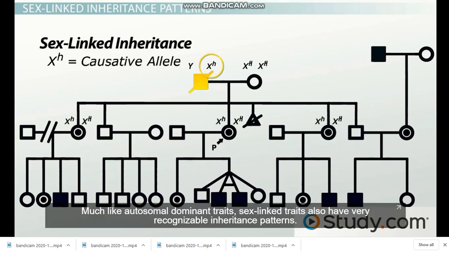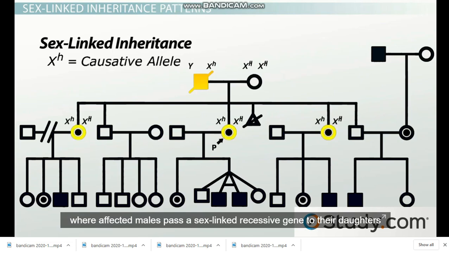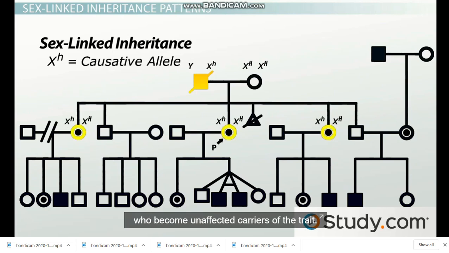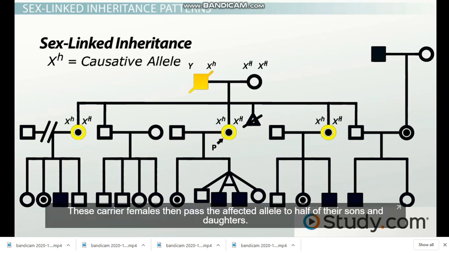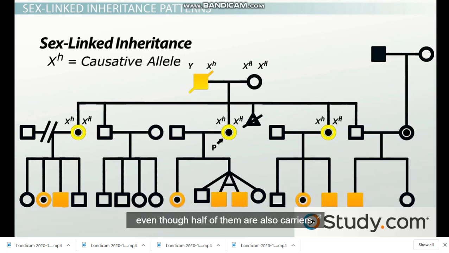Much like autosomal dominant traits, sex-linked traits also have very recognizable inheritance patterns. Sex-linked inheritance often follows a crisscross pattern of inheritance, where affected males pass a sex-linked recessive gene to their daughters, who become unaffected carriers of the trait. These carrier females then pass the affected allele to half of their sons and daughters. The sons that get the affected allele exhibit the trait, while the daughters all appear to be normal, even though half of them are also carriers.